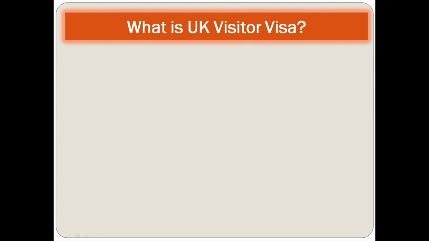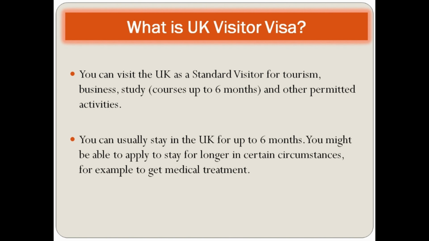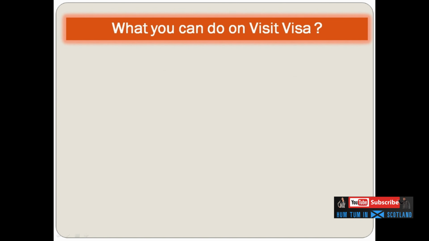What is the UK visitor visa? You can visit the UK as a standard visitor for tourism, business, study. Study has to be less than 6 months, and other permitted activities. You can usually stay in the UK for up to 6 months. You might be able to apply for a longer stay. It depends. For example, medical treatment.